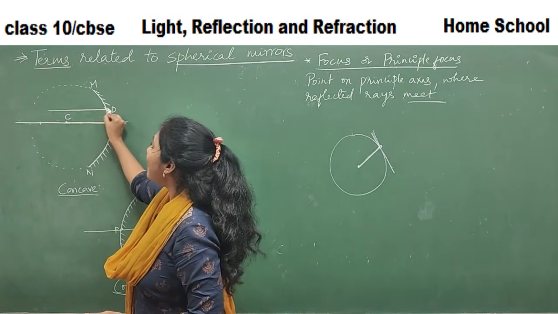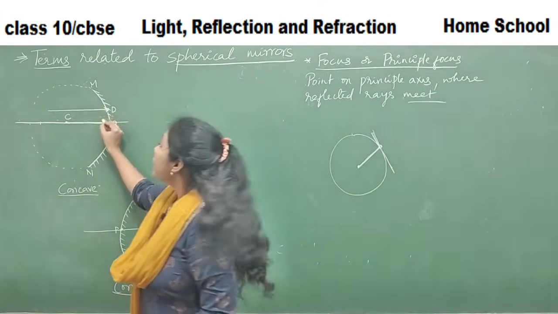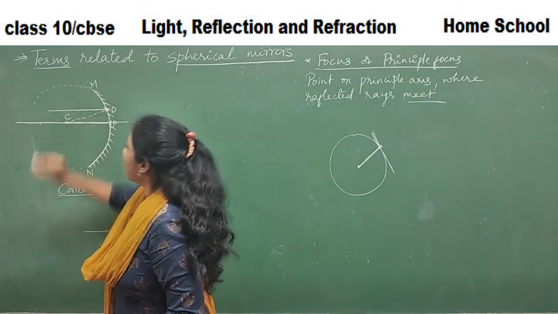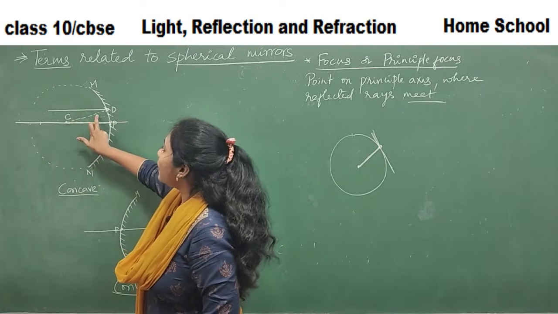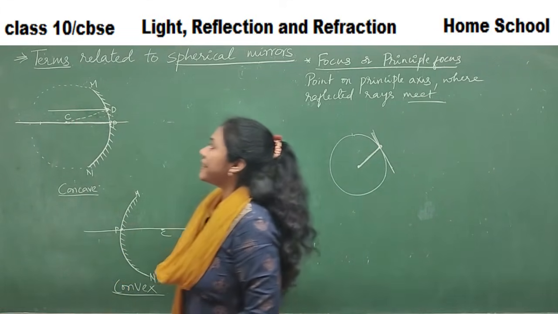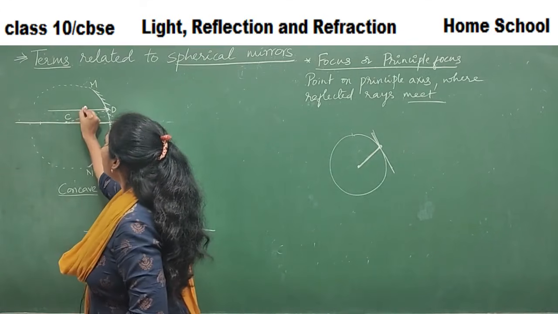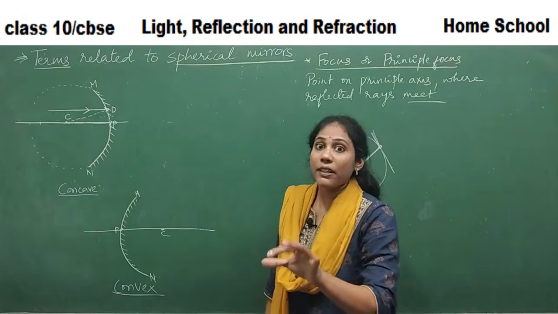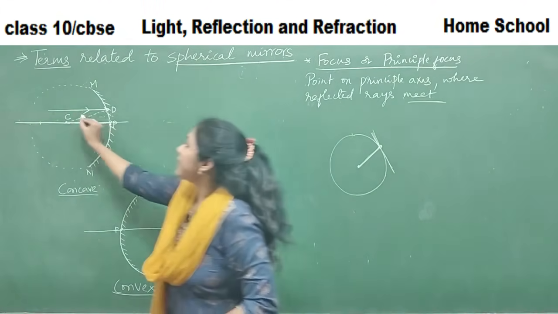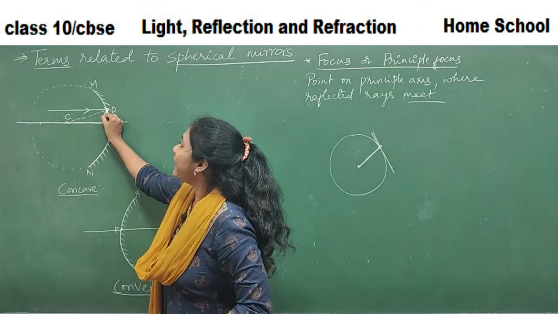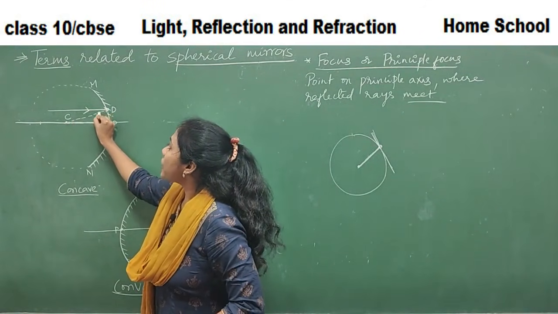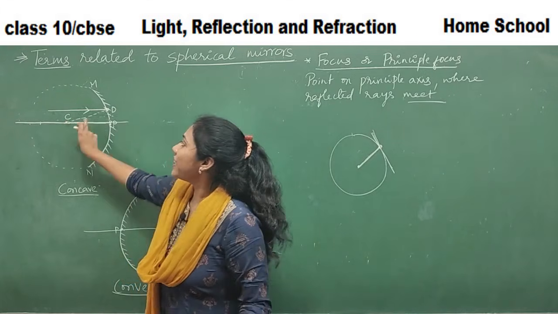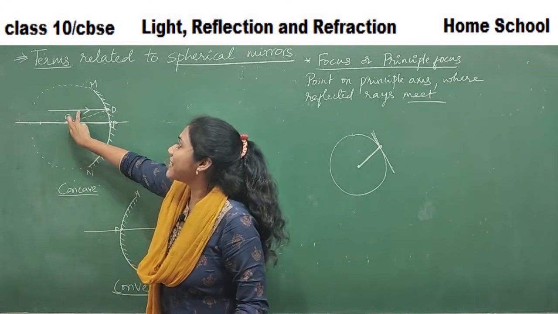My incident ray meets at a point D. From this point, I will draw a line to the center. Then this becomes the normal for this particular incident ray. Drawing a normal on curved surfaces is also important to understand. So if the incident ray is meeting at a point D, from that point just draw a line to the center. That itself is the normal for this particular incident ray.